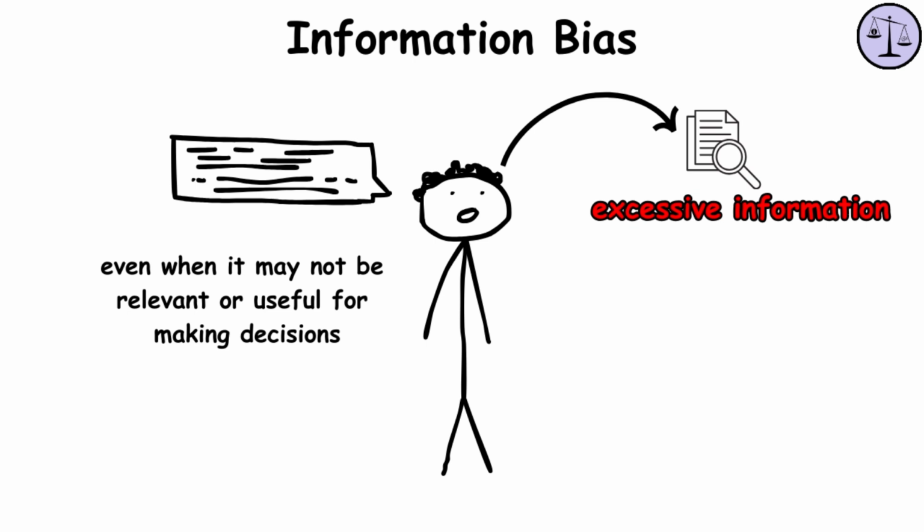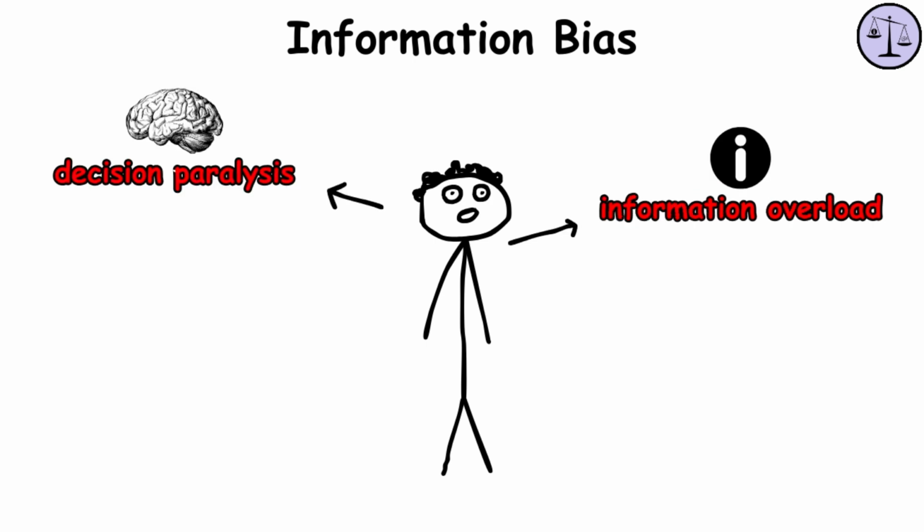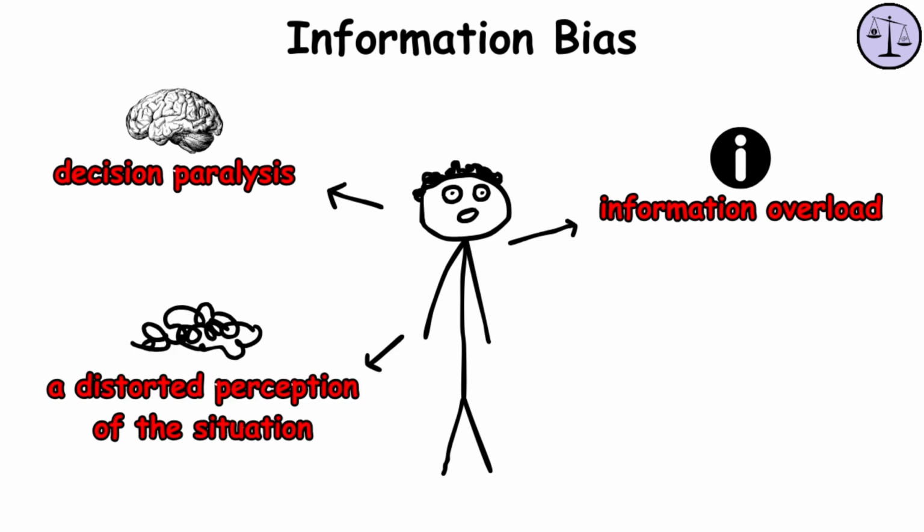Information bias. Information bias is when individuals seek excessive information, even when it may not be relevant or useful for making decisions. This bias can lead to information overload, decision paralysis, or a distorted perception of the situation.